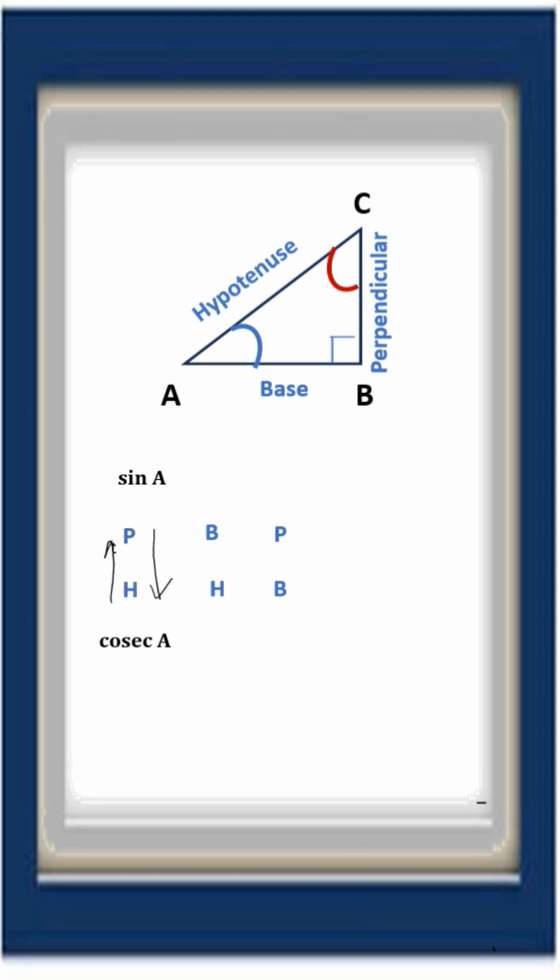Then comes cos A, B by H. Reciprocal ratio of it is secant A, H by B. Then comes tan A, P by B, cot A, B by P.